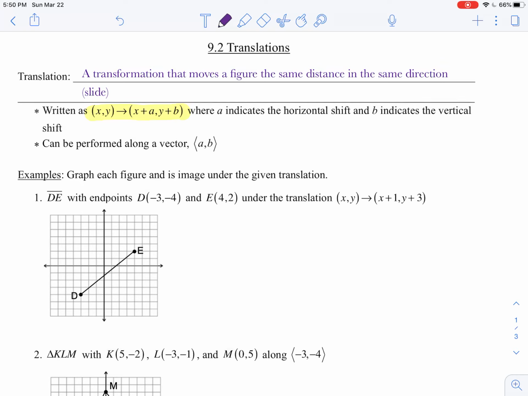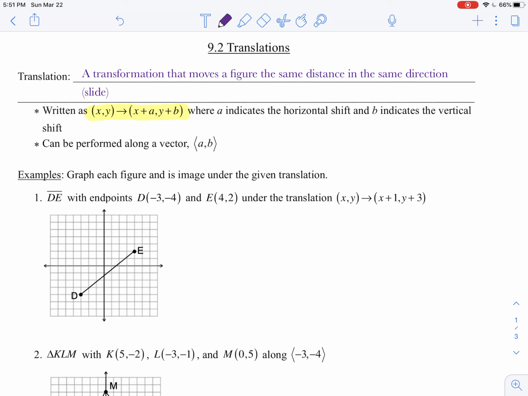Hello, today we're going to be looking at section 9.2, which is about translations. A translation is one of the isometries that we discussed in a previous lesson, meaning that the pre-image and the image for every translation are congruent figures. A translation you better know as a slide.